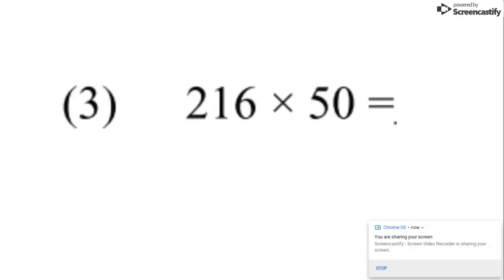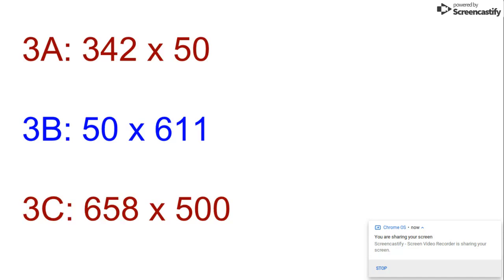All right, 216 times 50. This is the last one we did with the group last week, but the quickest way to do this one is timesing it by 100 instead of 50. If you do 216 times 100, you get 21,600. And since we were supposed to be multiplying by 50, all you have to do is divide that by 2 and get 10,800. Pause your video and give these three problems a shot.